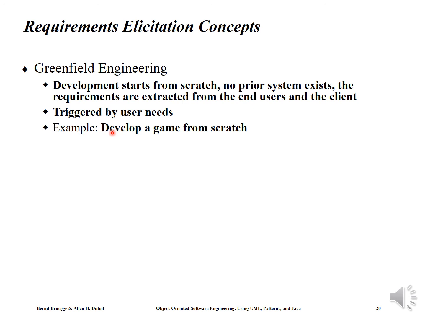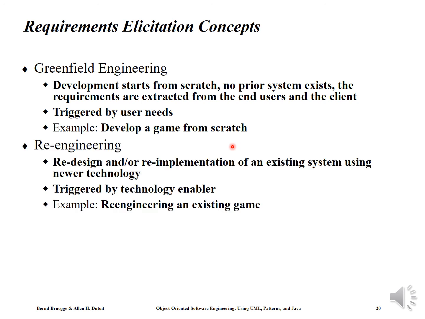So next, requirement elicitation activities can be classified into three categories. So first is greenfield engineering. So what is it? In this, development starts from scratch. So no prior system exists. So the requirements are extracted from end users and client. So a greenfield engineering project is triggered by a user need or the creation of a new market. So an example is developing a game from scratch.